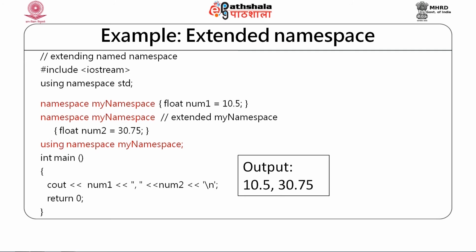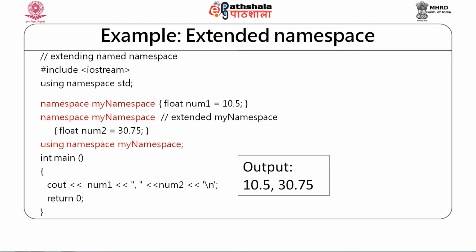Namespace my namespace has one variable named num1. After that, again we are defining the namespace, but the name is the same. So, namespace my namespace, and here it has the element num2. So, actually in my namespace there are two elements, num1 as well as num2. In this case it is in two parts within the same file. It may be across the files also, it may be at different points in the file also.